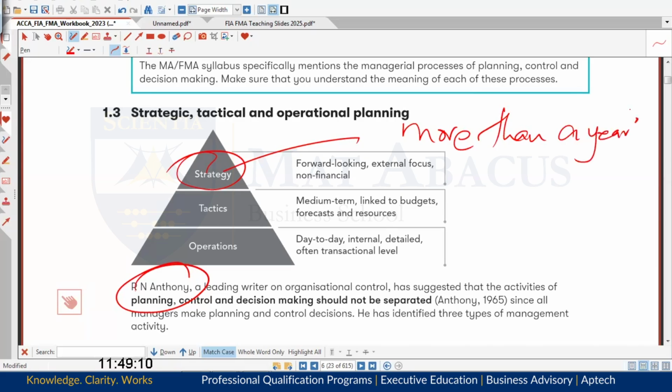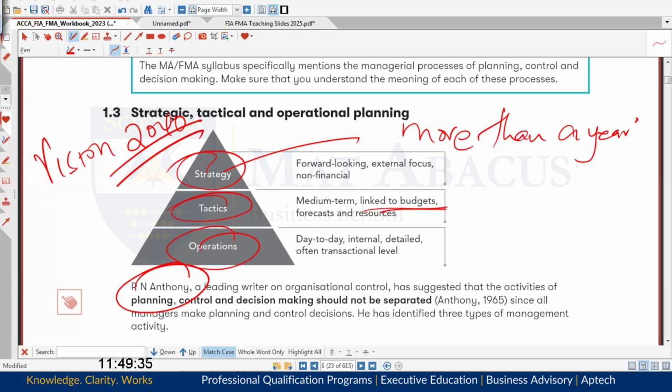You're looking into projections of 3 years. Like, for example, as a country, we have something called Vision 2040. I don't know if it's still there. Okay? So that is information of strategic nature. We have tactical information. This is medium term, linked to budget performance. So how did we perform against the annual budget? So those are tactical information.